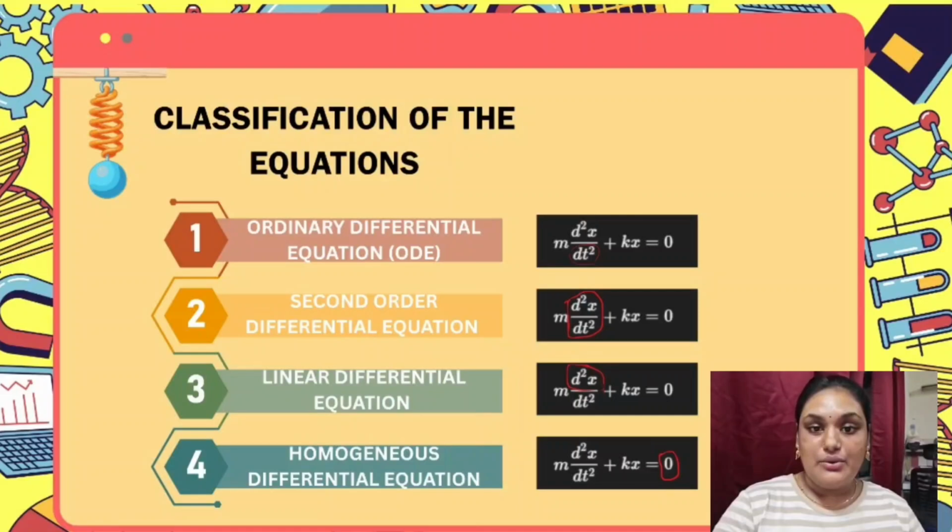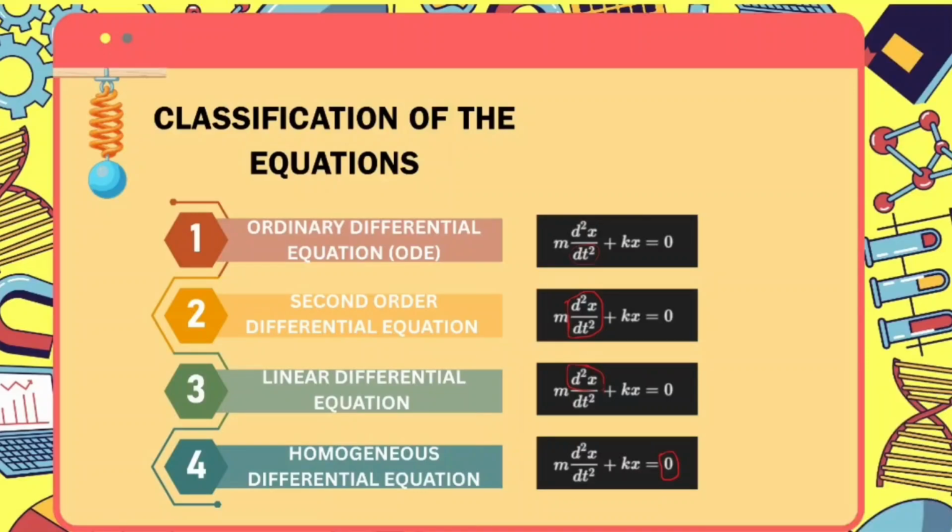Third, it is linear equation because all of terms involving dependent variable x and its derivatives appear to the first power and there is no product of variable or derivative. Finally, it is homogeneous also because there is no external force or constant term added to the equation, where the right hand side is still 0. So, overall, this is a second order linear homogeneous ordinary differential equation that represents simple harmonic motion of spring mass system. Thank you.